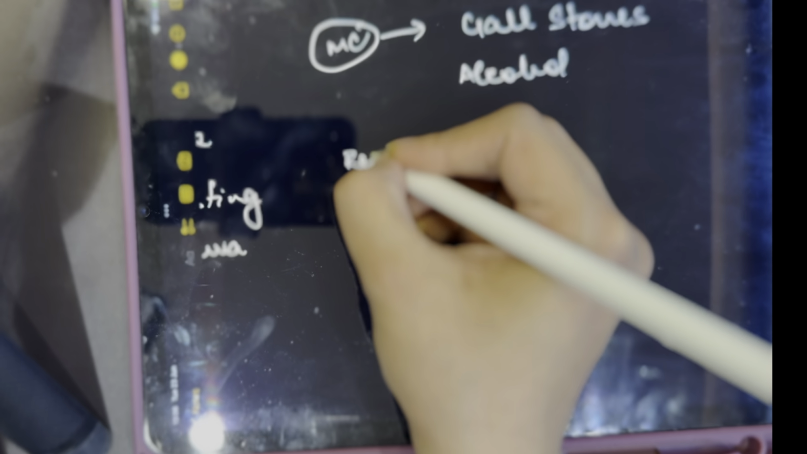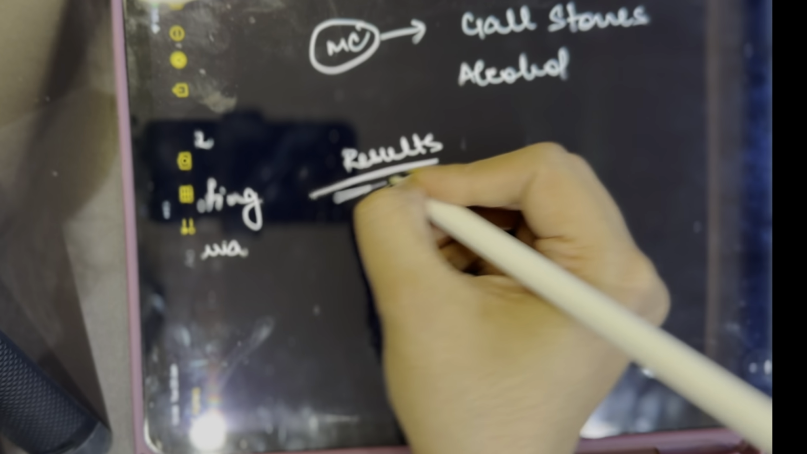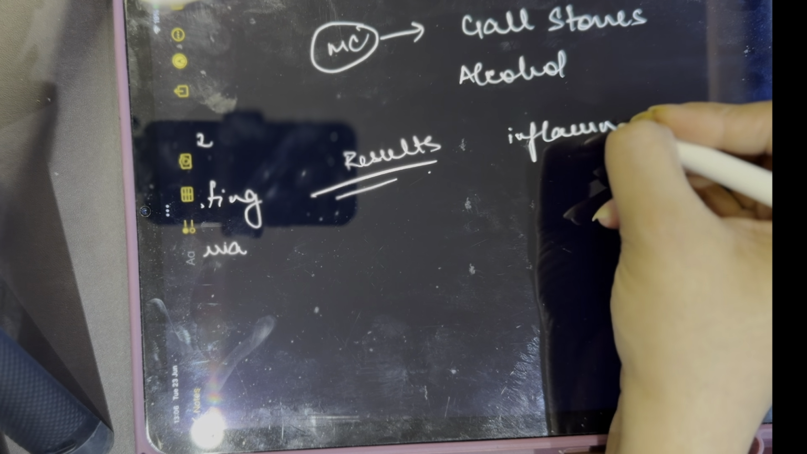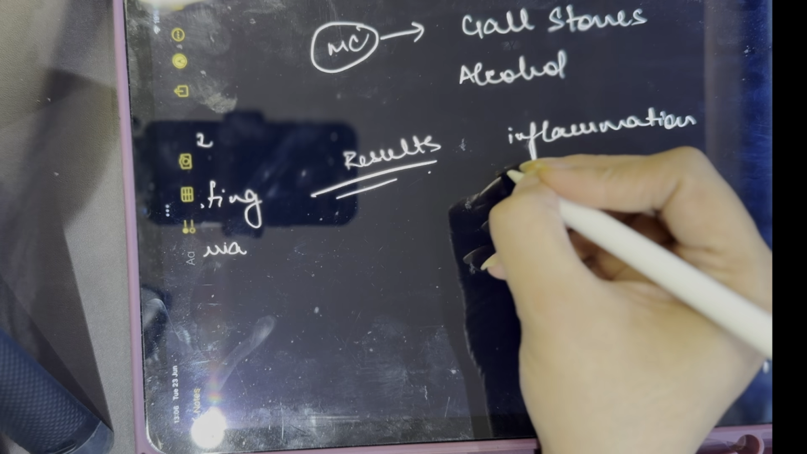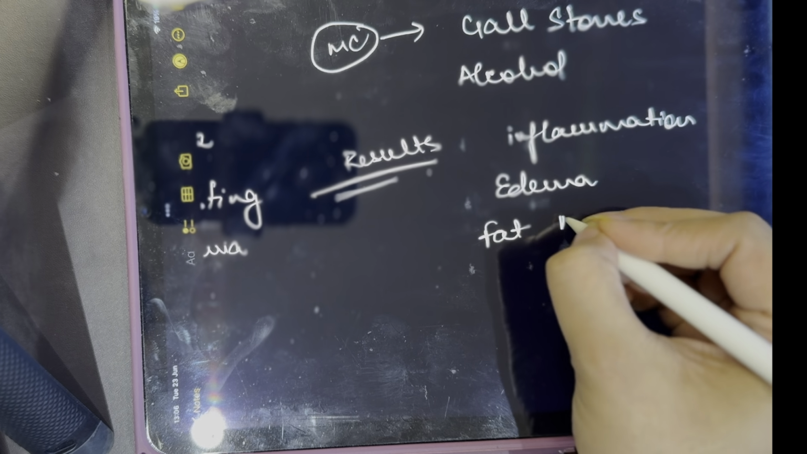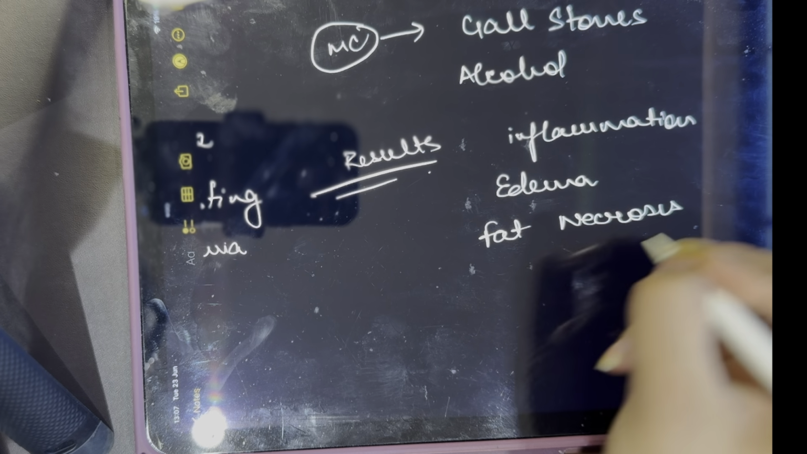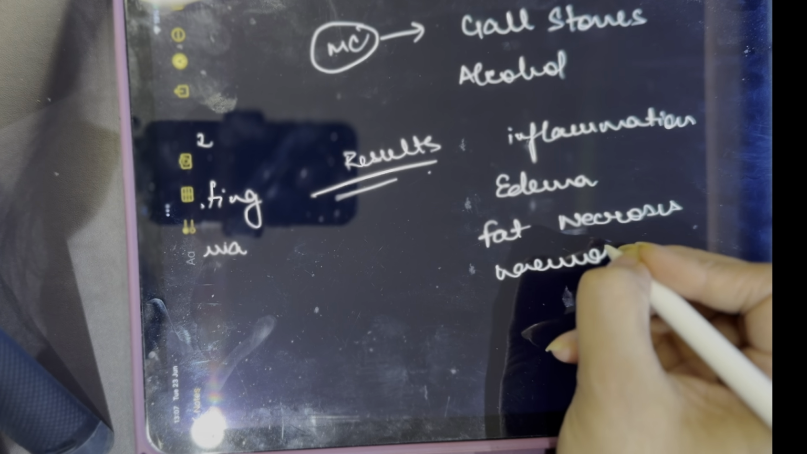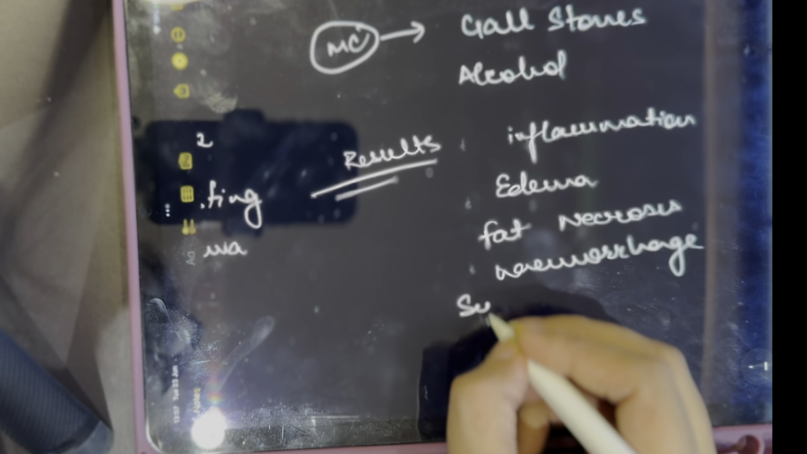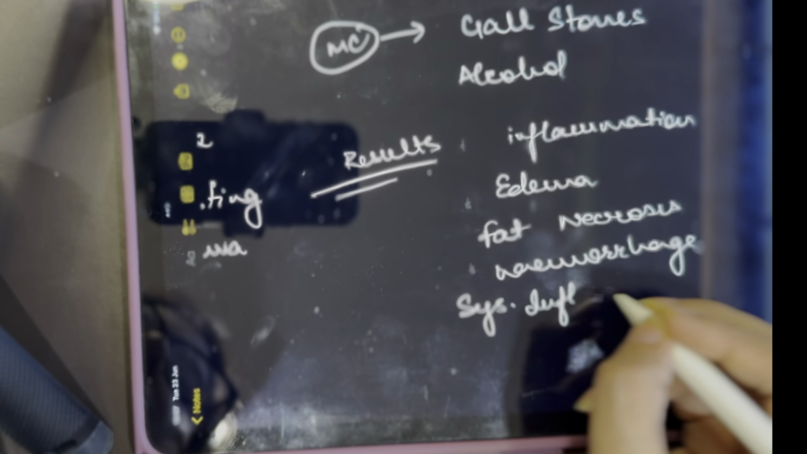So what is the result? What happens when you get this pancreatitis? There is inflammation, as we discussed earlier. Then there is edema. Then there will be fat necrosis. Hemorrhage can be there. Systemic inflammatory response can be there.